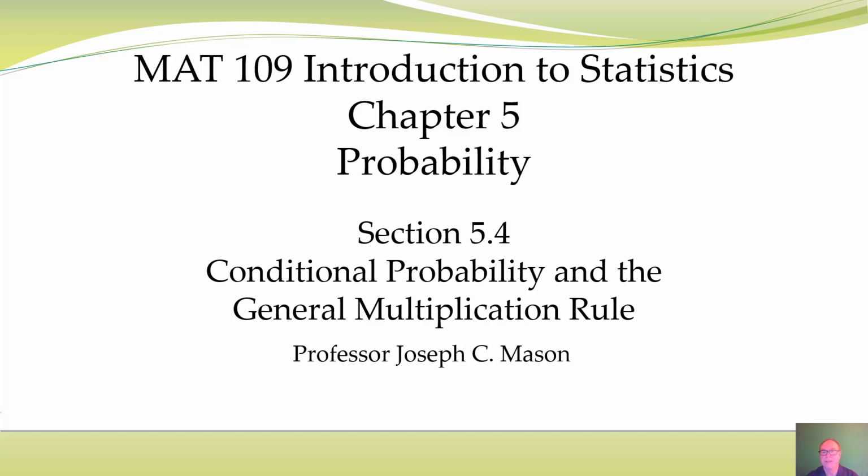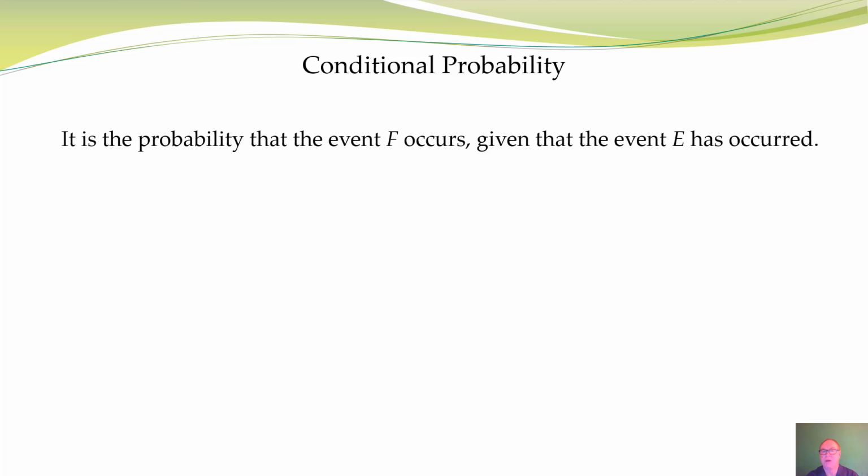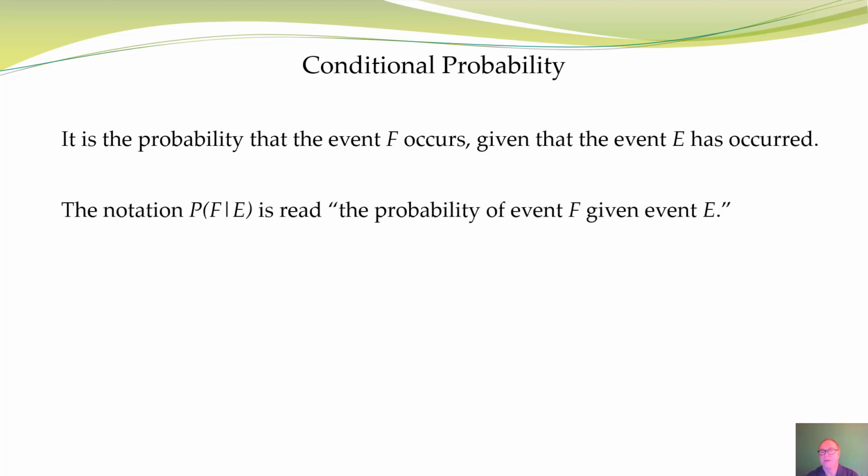Introduction to Statistics, Chapter 5, Probability, Section 5.4, Conditional Probability and the General Multiplication Rule. Conditional probability is the probability that the event F occurs, given that the event E has occurred. The notation P(F | E) is read, the probability of event F given event E.